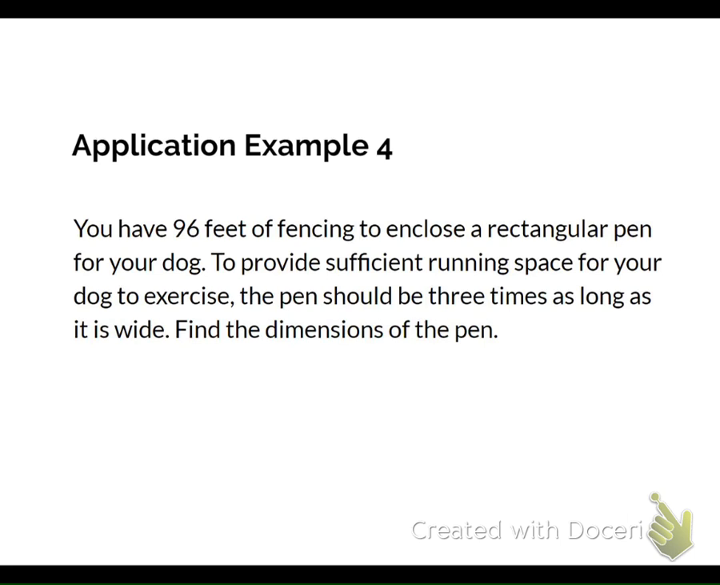Number 4. You have 96 feet of fencing to enclose a rectangular pen for your dog. To provide sufficient running space for your dog to exercise, the pen should be 3 times as long as it is wide. Find the dimensions of the pen. Okay, it's important that we know that we have 96 feet of fencing available to us. It's going to be a rectangular pen, so it might help to draw yourself a little rectangle.